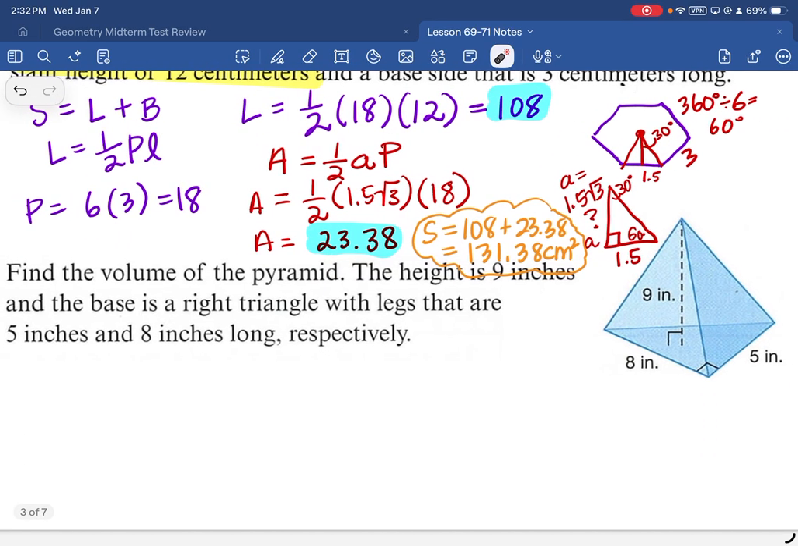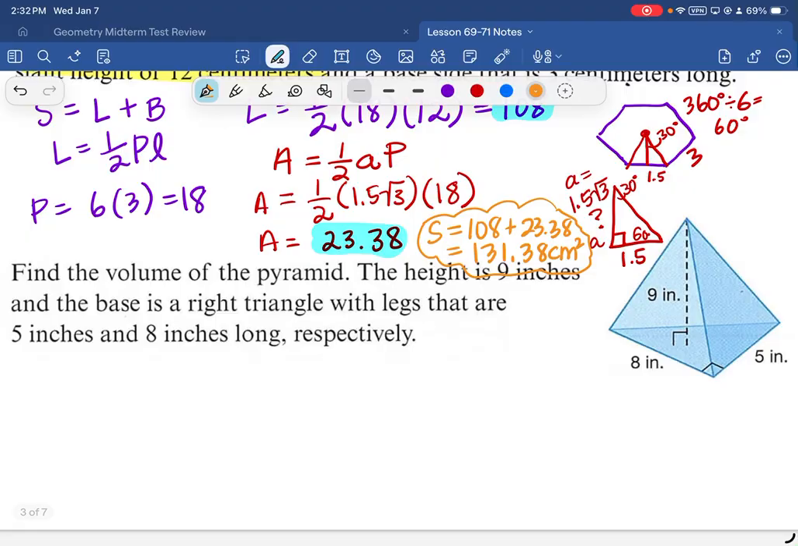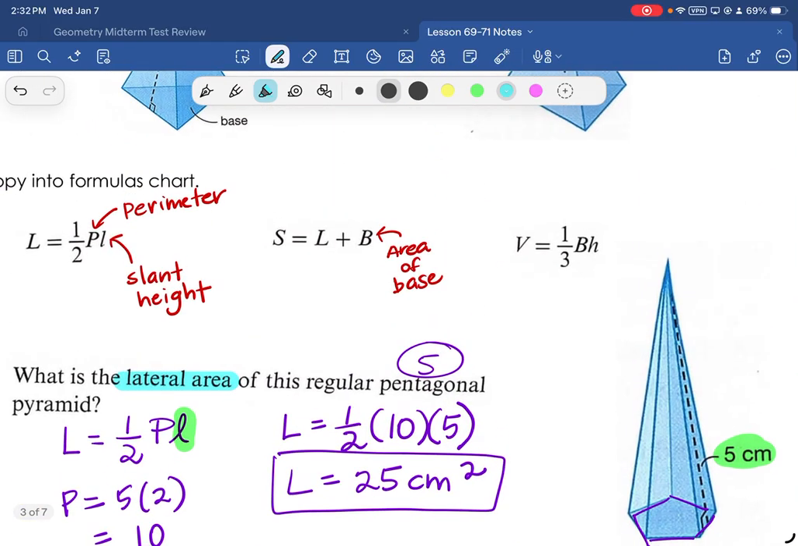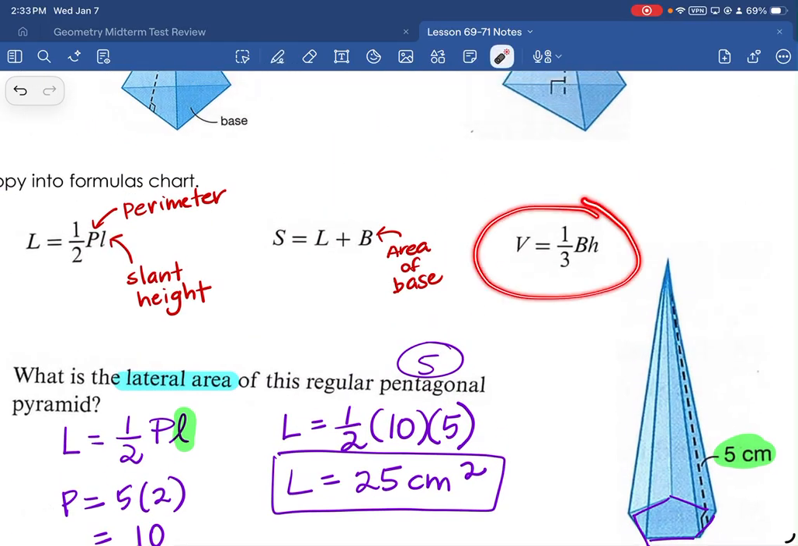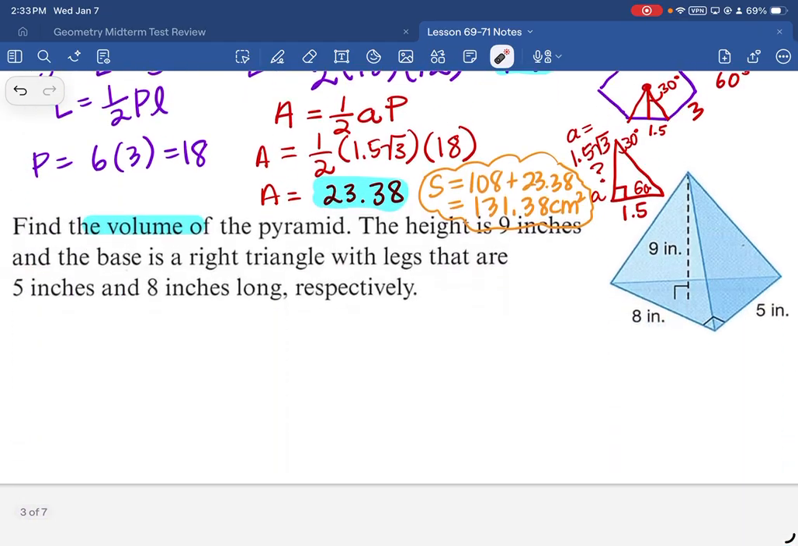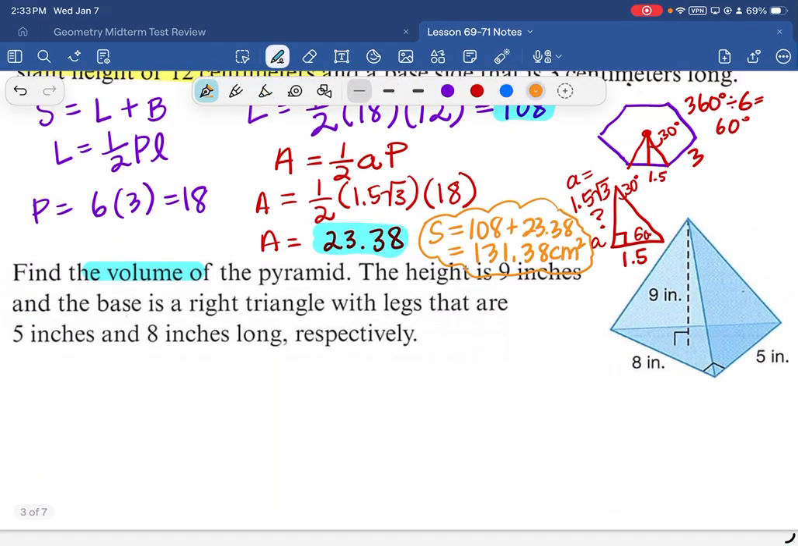Last problem. This time we are looking at volume. We've already done lateral. We've done surface area. And now we're doing volume. So we're going to use this formula right here. Remember, the big B stands for area of the base. So 1/3 area of the base times the height. So let me write that down. Volume equals 1/3 area of the base times the height.